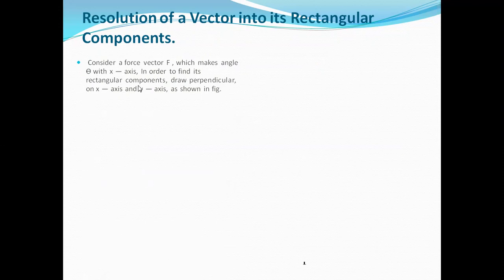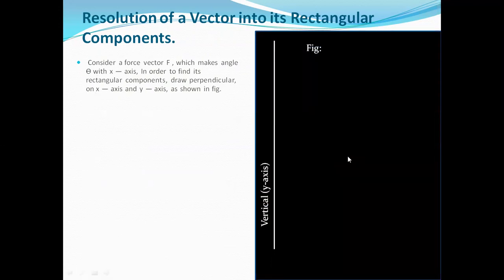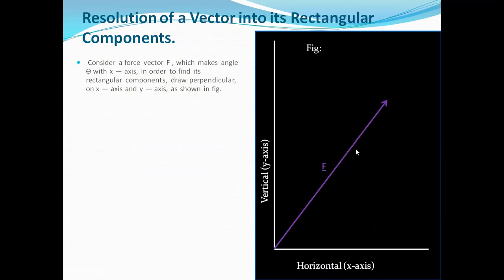In order to find its rectangular components, draw a perpendicular on x-axis and y-axis as shown in figure. So let us consider a y-axis which is vertical, an x-axis which is horizontal, and this is the force represented by a purple line and an arrow which is representing a force F. Now we are basically splitting it into two components, one vertical which is represented by Fy and one horizontal which is represented by Fx. But we have to explain this whole process in terms of segments. And this is the angle of that vector which is represented by theta.